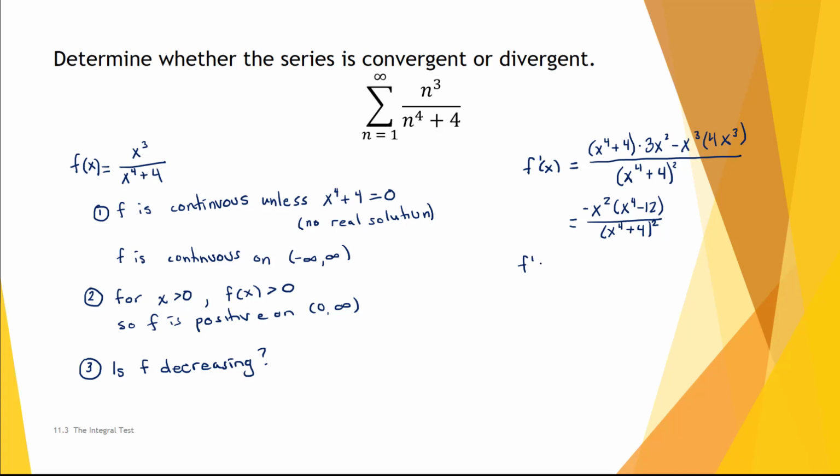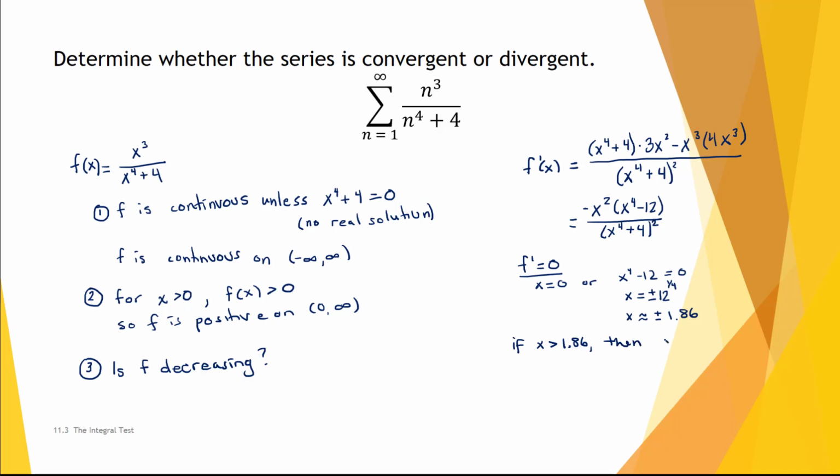divided by x to the fourth plus 4 squared. Now, f prime is equal to 0 if the top of this fraction is equal to 0. So if x equals 0 or x to the fourth minus 12 equals 0, well, this means x is positive or negative 12 to the 1/4 power. Or in other words, positive or negative 1.86 approximately. Let's think about what happens if x is greater than 1.86.